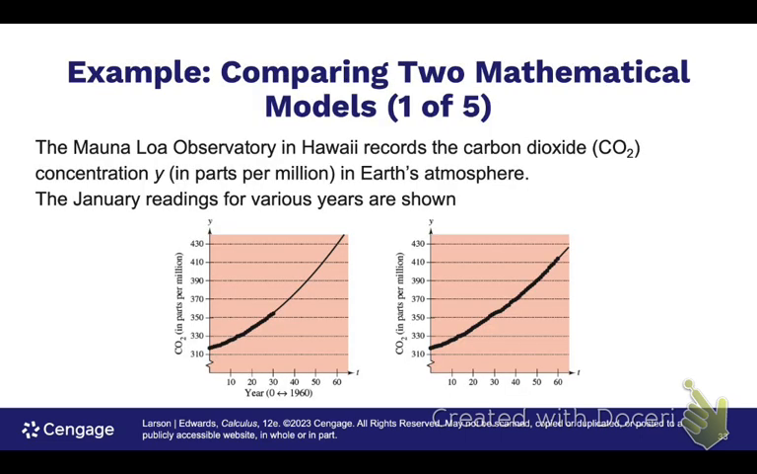Okay, so we have carbon monoxide in parts per million in the Earth's atmosphere. The January readings of various years are shown.